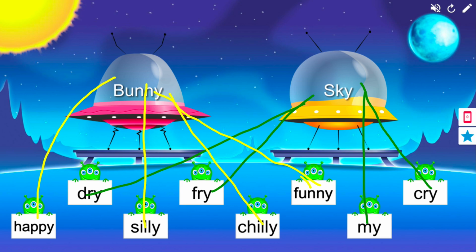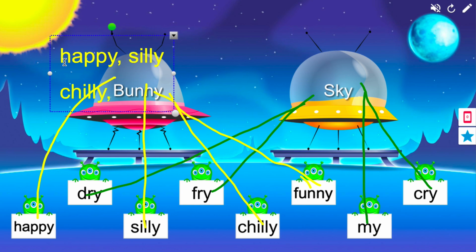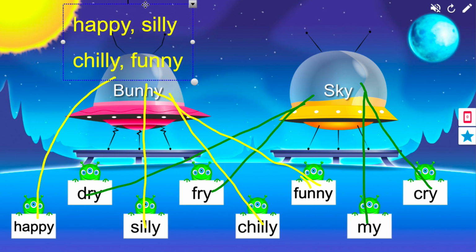So as you're writing these down on your piece of paper, you should have on one side bunny on the left, and then on the right on the other side sky. You're going to write these words that we sorted. Each one will have four. So bunny, we're going to start with happy, and then you should have silly, and then you should have chilly, and then you should have funny. Those are all where the Y makes an E sound.